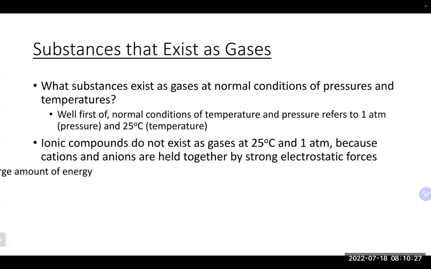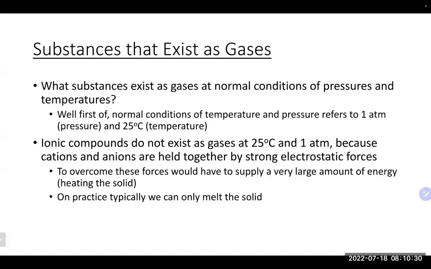First, let's talk a little bit about substances that basically exist as gases under normal conditions. When we talk about normal conditions, it basically means that we have a pressure of about 1 atmosphere, and that's what the ATM stands for here. ATM is a very common unit of pressure, which is an atmosphere, and normal conditions also means roomish type temperatures, 25 degrees Celsius. And under these normal conditions, ionic compounds typically will not be gases.